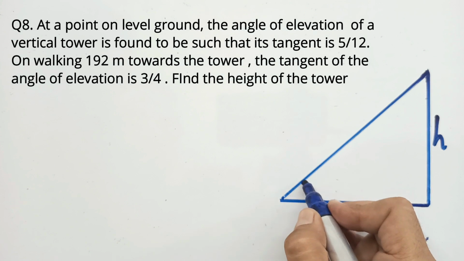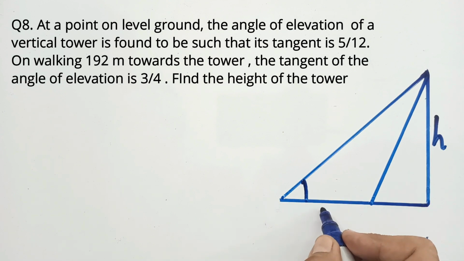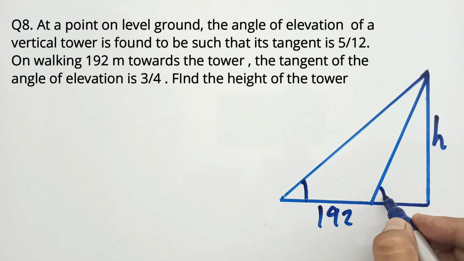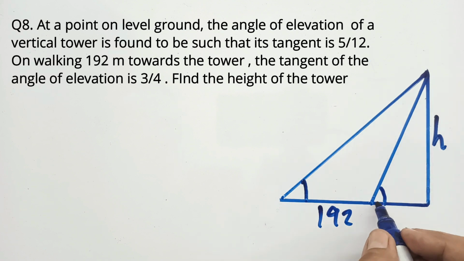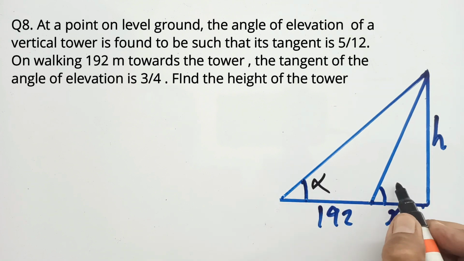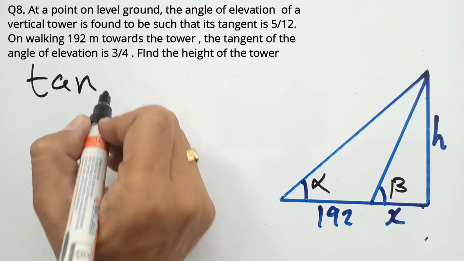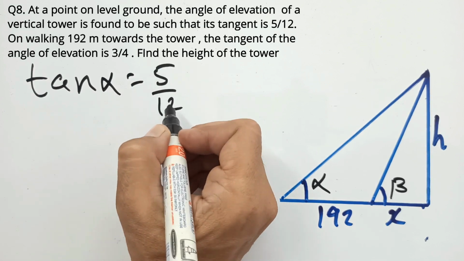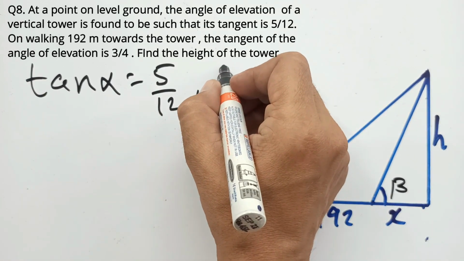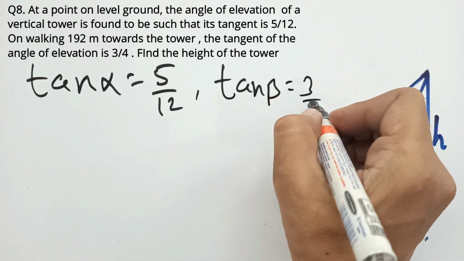Initially, the tangent of the angle of elevation is 5 upon 12. When it moved 192 meters towards the tower, it becomes 3 upon 4. We need to find the height of the tower. Let us suppose this distance is x. If we suppose these two angles are alpha and beta, then according to the question, tan alpha is 5 upon 12 and tan beta is 3 upon 4.